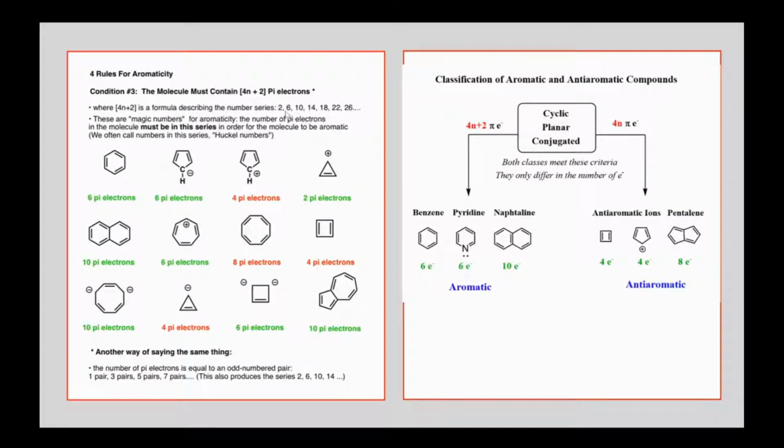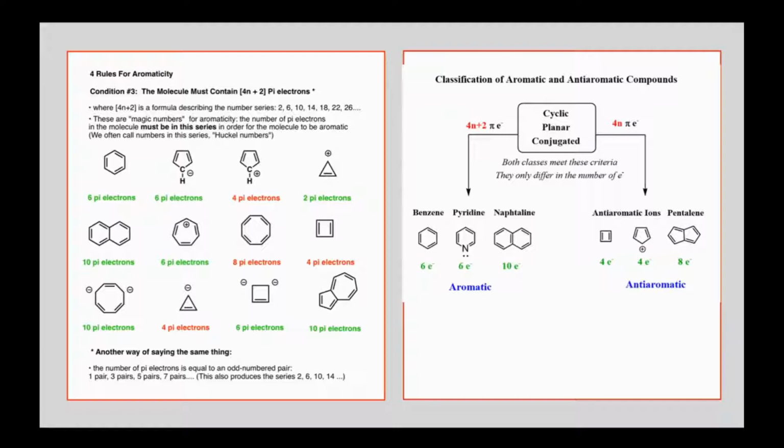If the compound is going to be aromatic, it must possess 2 pi electrons or 6 pi electrons or 10 pi electrons or 14 pi electrons or 18 pi electrons. Make sure these are electrons, not bonds. 1 pi bond contains 2 pi electrons, 2 pi bonds contain 4 pi electrons, and 3 pi bonds contain 6 pi electrons. So these are the numbers that you need to know. Or if you don't want to remember 2, 6, 10, 14, 18, 22, 26, then you can remember 4n plus 2. This is also called Huckel's rule, if you are looking for how to identify the aromaticity of a compound.